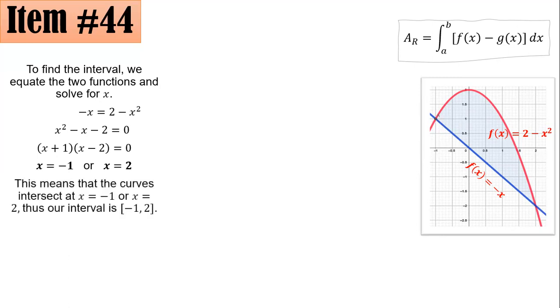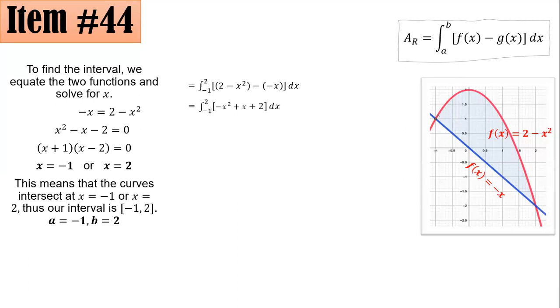So with that, this means that the curves intersect at x equals negative 1 or x equals 2, and thus our interval will be the closed interval negative 1, 2, where a here is the lower boundary, which is negative 1, and your b will be 2. By substitution now, you have the integral of 2 minus x squared minus negative x dx as it goes from negative 1 to 2. Simplifying that gives you negative x squared plus x plus 2.